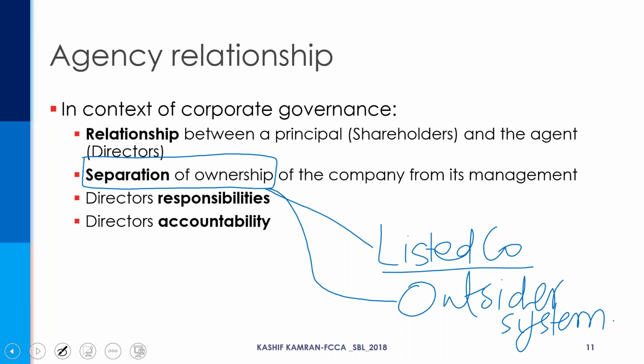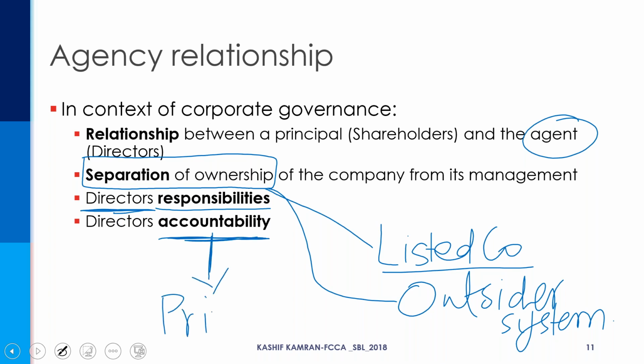And who is the agent? The agent here is the director. So directors have some responsibilities, right? And I've just justified the responsibilities. They are responsible for direction and control. And if the director fails to fulfill his responsibility, the director would be accountable to the principal. Very basic things, right? You must have read them in the F1 paper and the F4 paper.